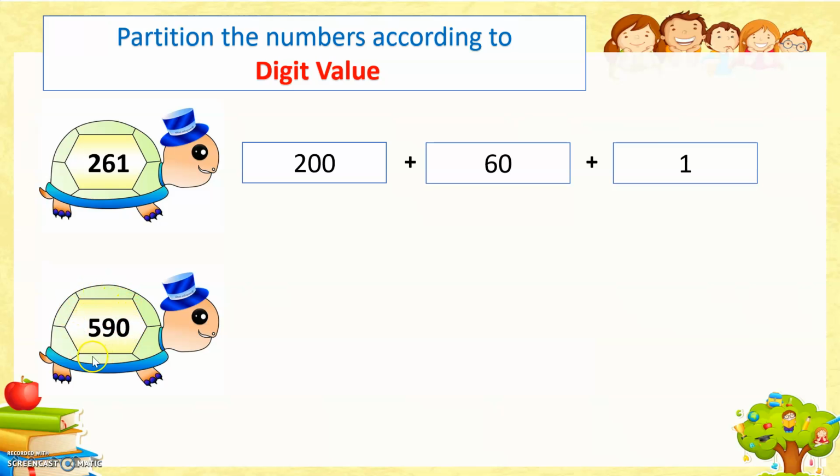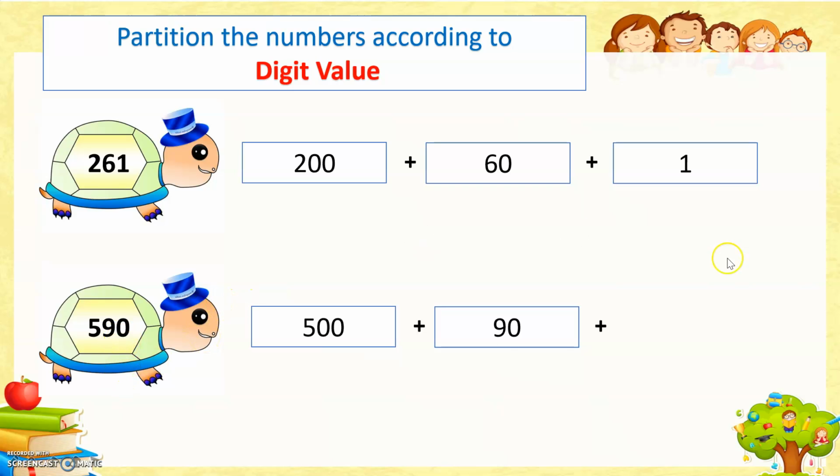Let's partition the number according to digit value. Please guess your answer. So, the answer will be, how many hundreds are here? 5 hundreds plus 90 plus, are there any ones here? No, but we will write here 0.